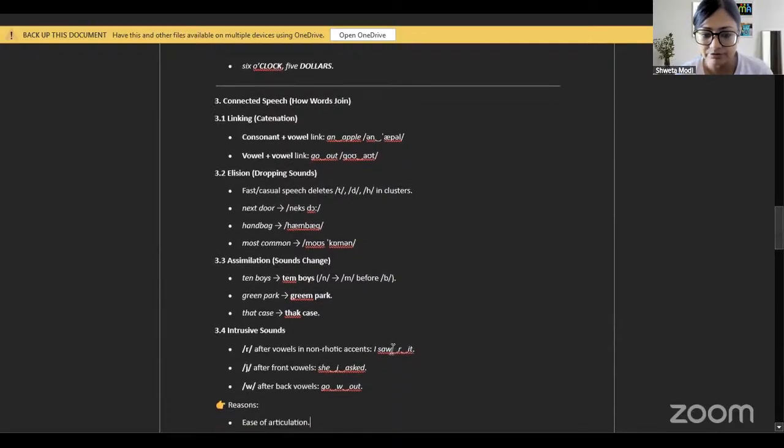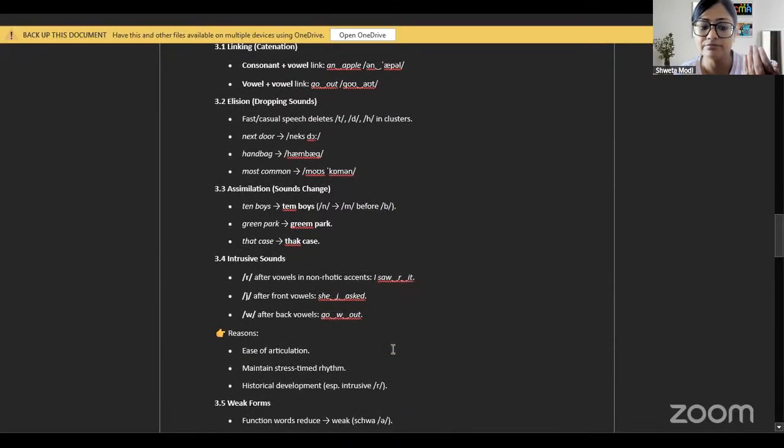Intrusive sounds. Now, intrusive sounds is like R after a vowel in a non-rhotic accent. Okay. J after front vowels and W after back vowels. So, what are non-rhotic accents? Saw it. You put an additional r sound, okay, when it is a non-rhotic accent. What is non-rhotic accent?